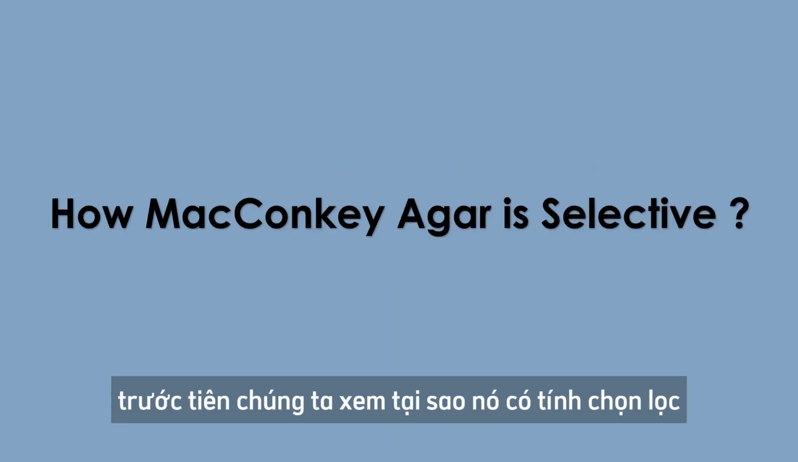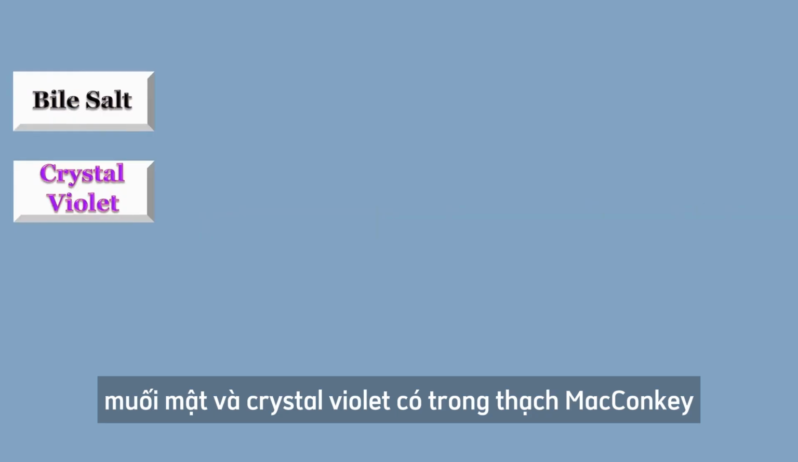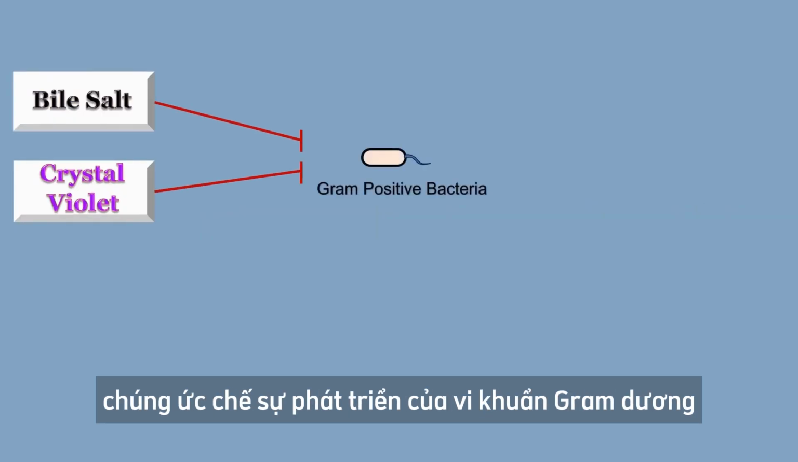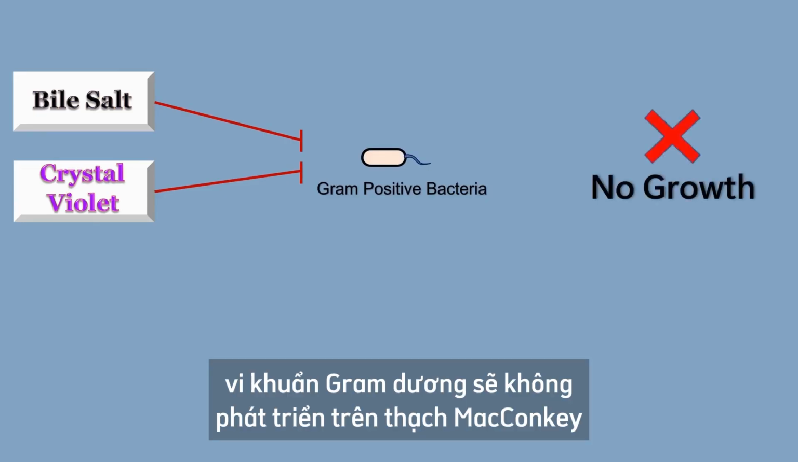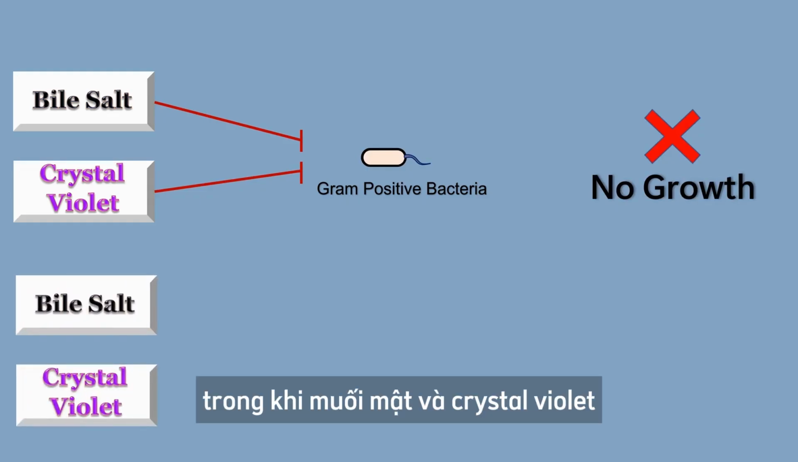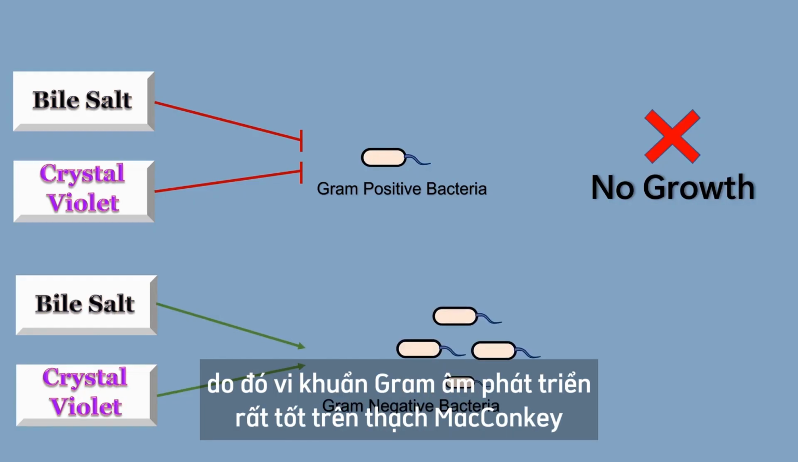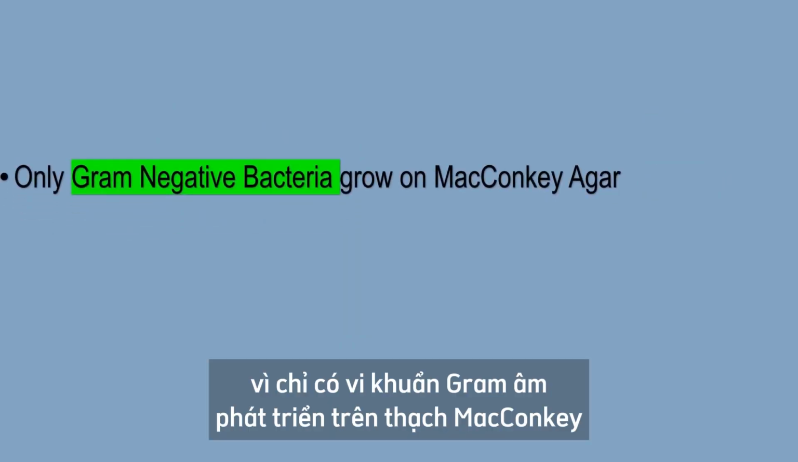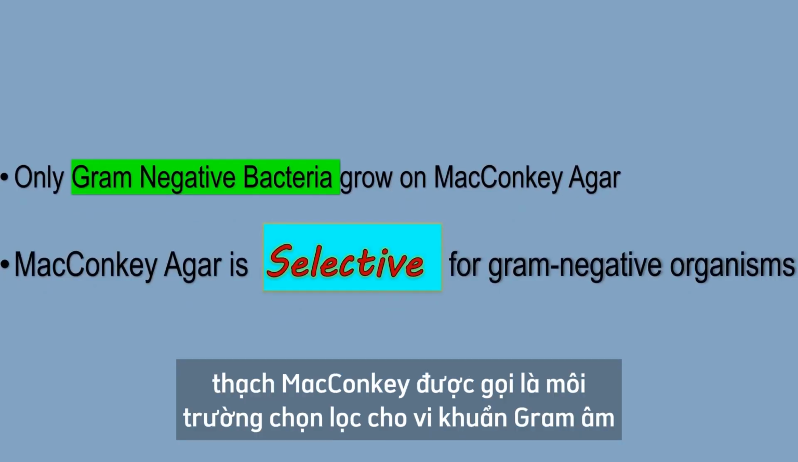First we will see how it is selective. The bile salt and crystal violet present in the MacConkey Agar inhibit the growth of gram-positive bacteria. Therefore, there is no growth of gram-positive bacteria on the MacConkey Agar. Whereas bile salt and crystal violet don't inhibit the growth of gram-negative bacteria. Therefore, gram-negative bacteria grow very well on the MacConkey Agar. Since only gram-negative bacteria grow on MacConkey Agar, it is said to be selective for gram-negative bacteria.